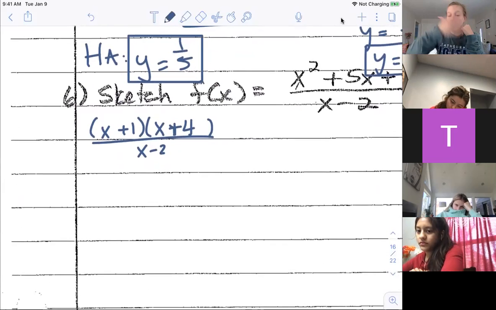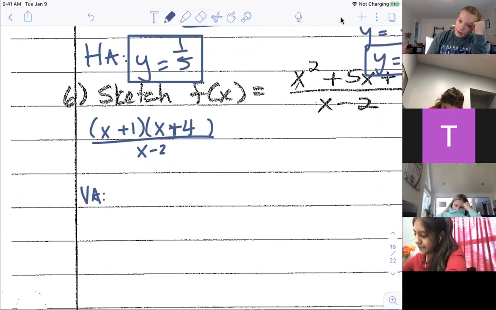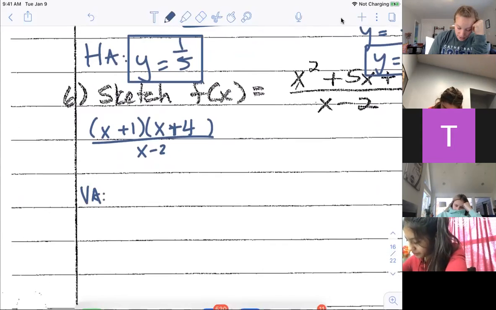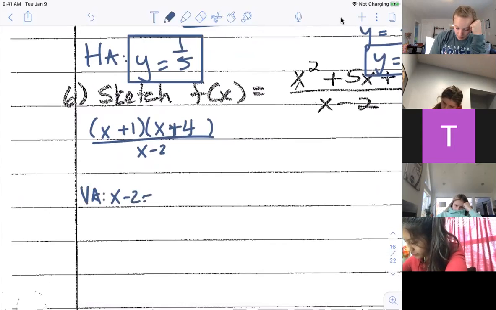I'm going to do our normal order of things. We do VA, then HA, and then our intercept. So let's do our VA first. That process is still the same. We have to look at our denominator. x minus 2 equals 0. Add 2 to both sides, x equals 2. Okay, easy.